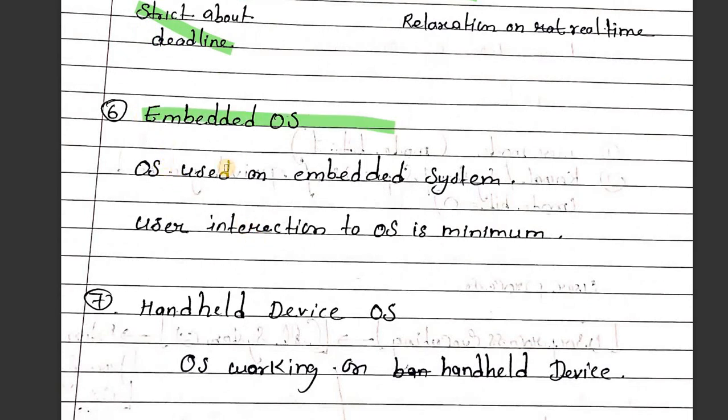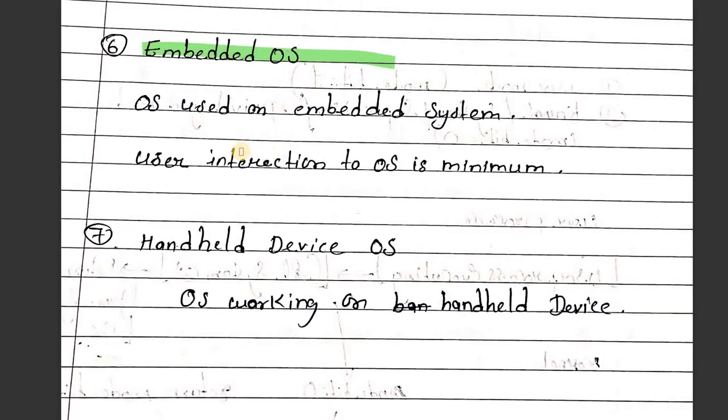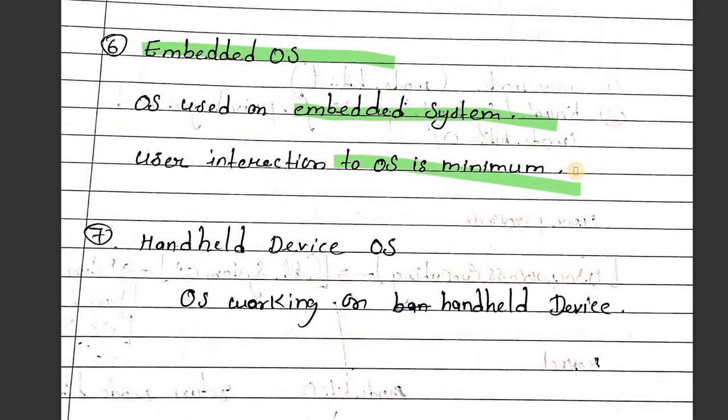Then the embedded operating system. It is an OS used on embedded systems, where user interaction with the OS is minimal. Like our refrigerator and washing machine, there is an embedded operating system which controls things like automatically switching the refrigerator and washing machine on and off. There's a PCB in which the embedded operating system is built in.